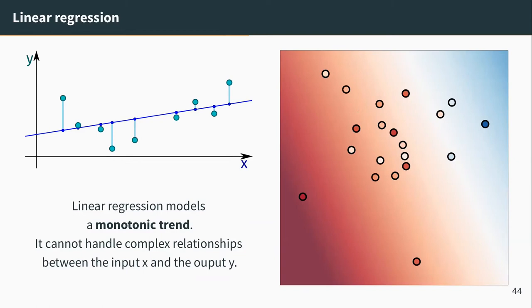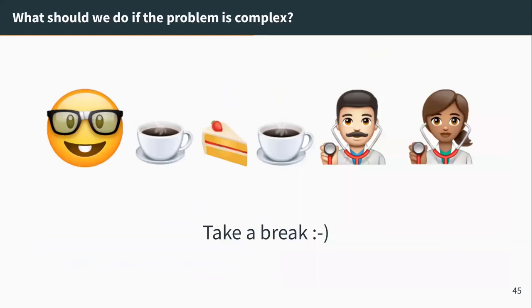It models a monotonic trend. And in many real life scenarios, just knowing if a feature is harmful or beneficial is already good. So linear regression is so important, but obviously you only go so far, because you cannot handle relationships such as this Bohr relationship, or really model what is happening in this data here. Using simple linear models, we cannot handle non-monotonic relationships between the input x and the output y. So now you ask yourself, what should we do? And obviously, the answer is you have to go back to the doctors, trying to understand what is happening. And so we're going to take a break.